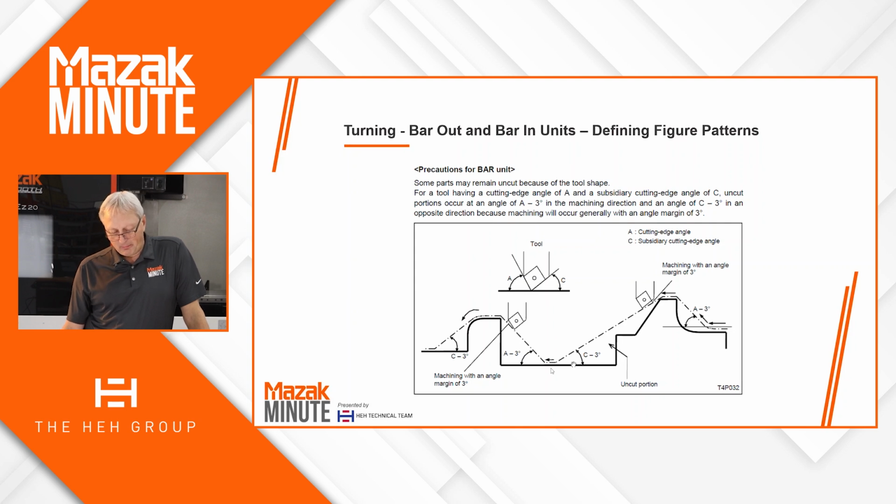And notice if I'm coming up that shoulder, if that was more of like a neutral tool, you're going to see that A minus 3 degrees, so it's going to give me some clearance there. On the back side of the tool, you see the C degrees, and again, it's not going to allow me to rub the back edge of the insert as I'm cutting.